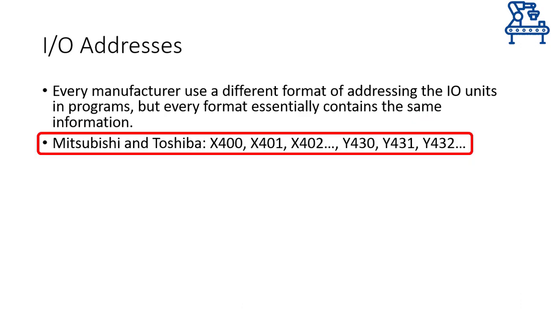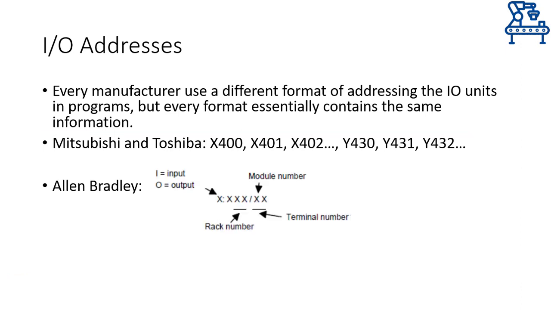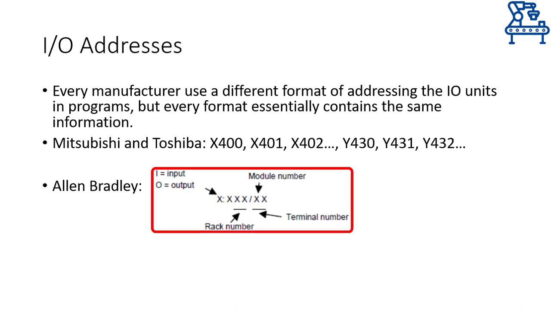For example, Mitsubishi and Toshiba name inputs starting with the letter X followed by digits that represent the module number and the terminal number, whereas the outputs are named similarly but the letter Y is used instead of X. If we talk about Allen Bradley, then the naming convention used by its PLC looks something like this. The first alphabet can be I or O for input or output, then a colon sign followed by a rack number, then a forward slash, and then the module number followed by the terminal number.